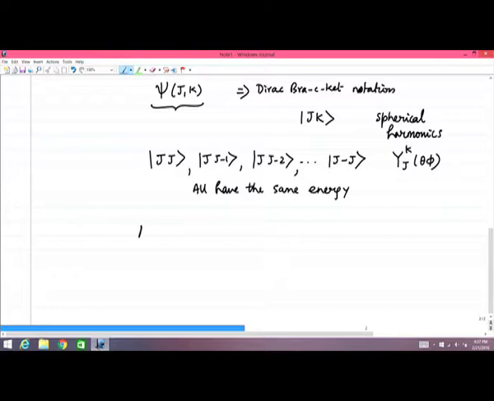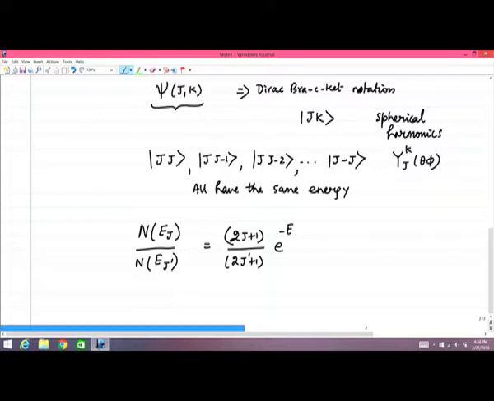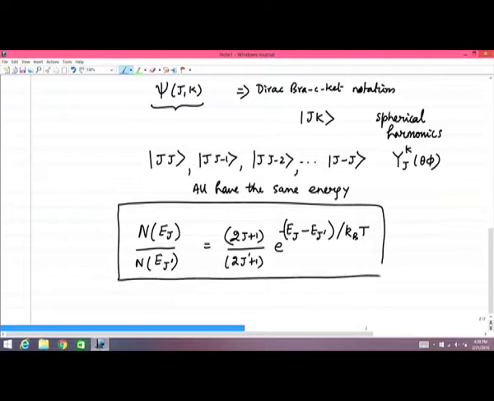This tells you that if you are calculating the number of molecules in a given energy state corresponding to the quantum number j, and the number of molecules in another energy state corresponding to a different value j prime, this ratio is (2j plus 1) by (2j prime plus 1), and then you have the exponential of minus the difference between the energy corresponding to the quantum number j and the energy corresponding to j prime, divided by the Boltzmann constant times T, kBT.